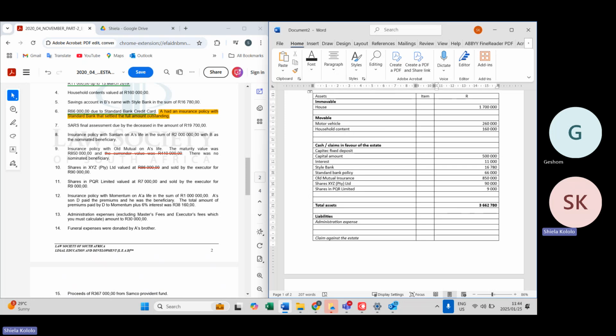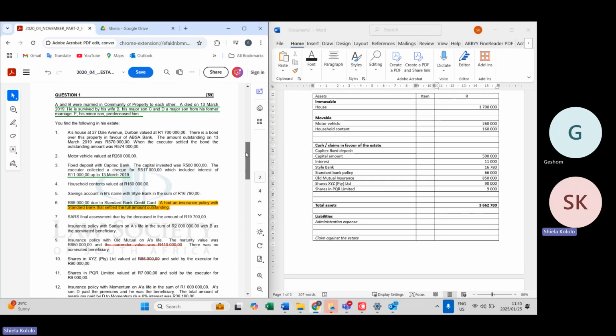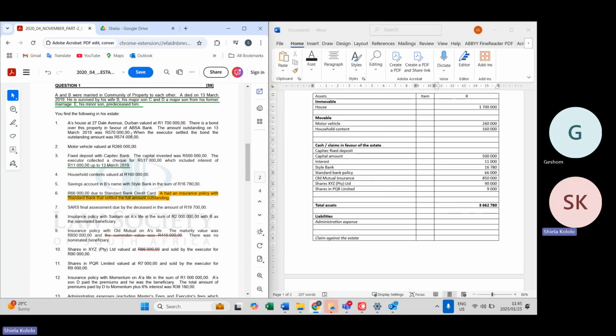All right. So we have calculated our total assets and we are done. So now, once we are done with our assets, we move on to our liabilities. Okay, so remember number 1 here. Please read the scenario for number 1.